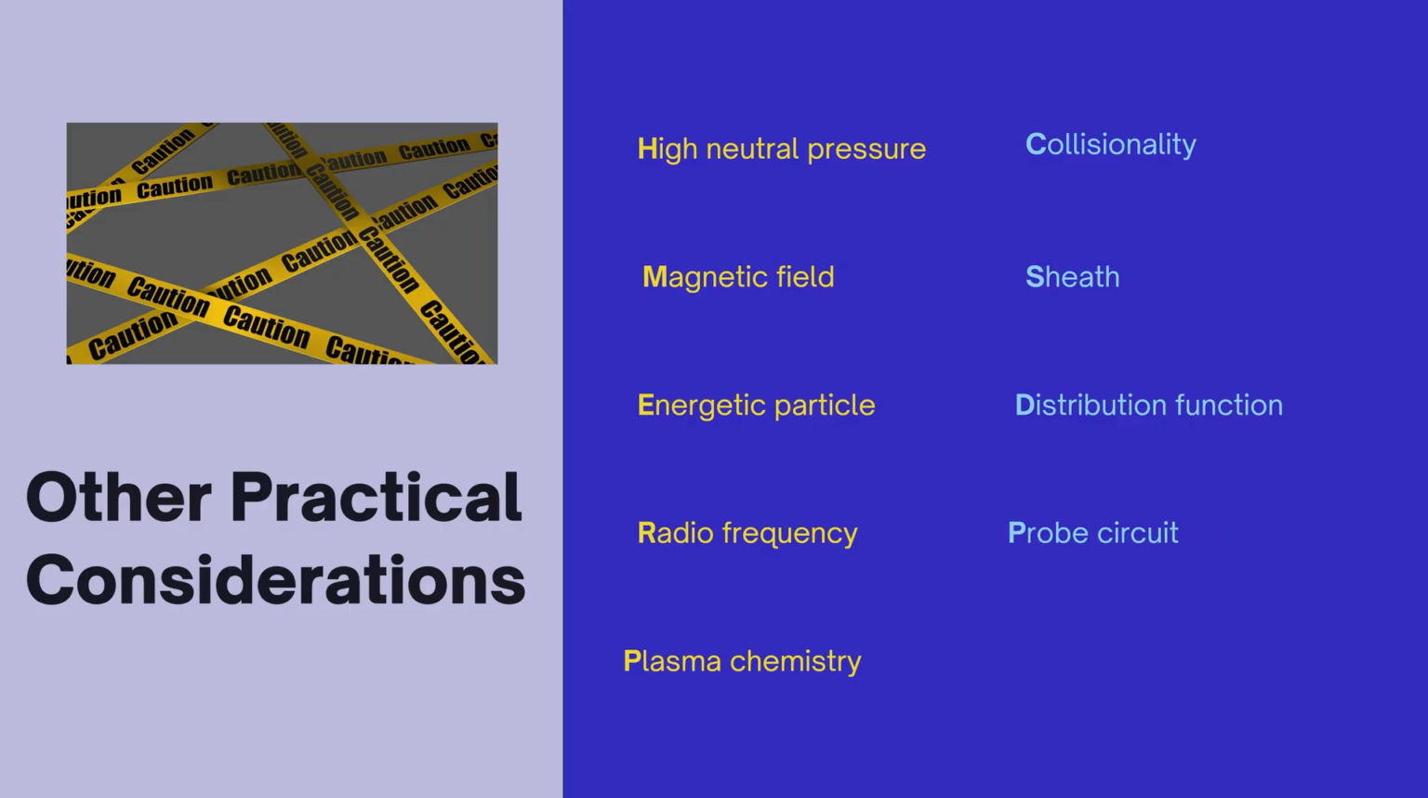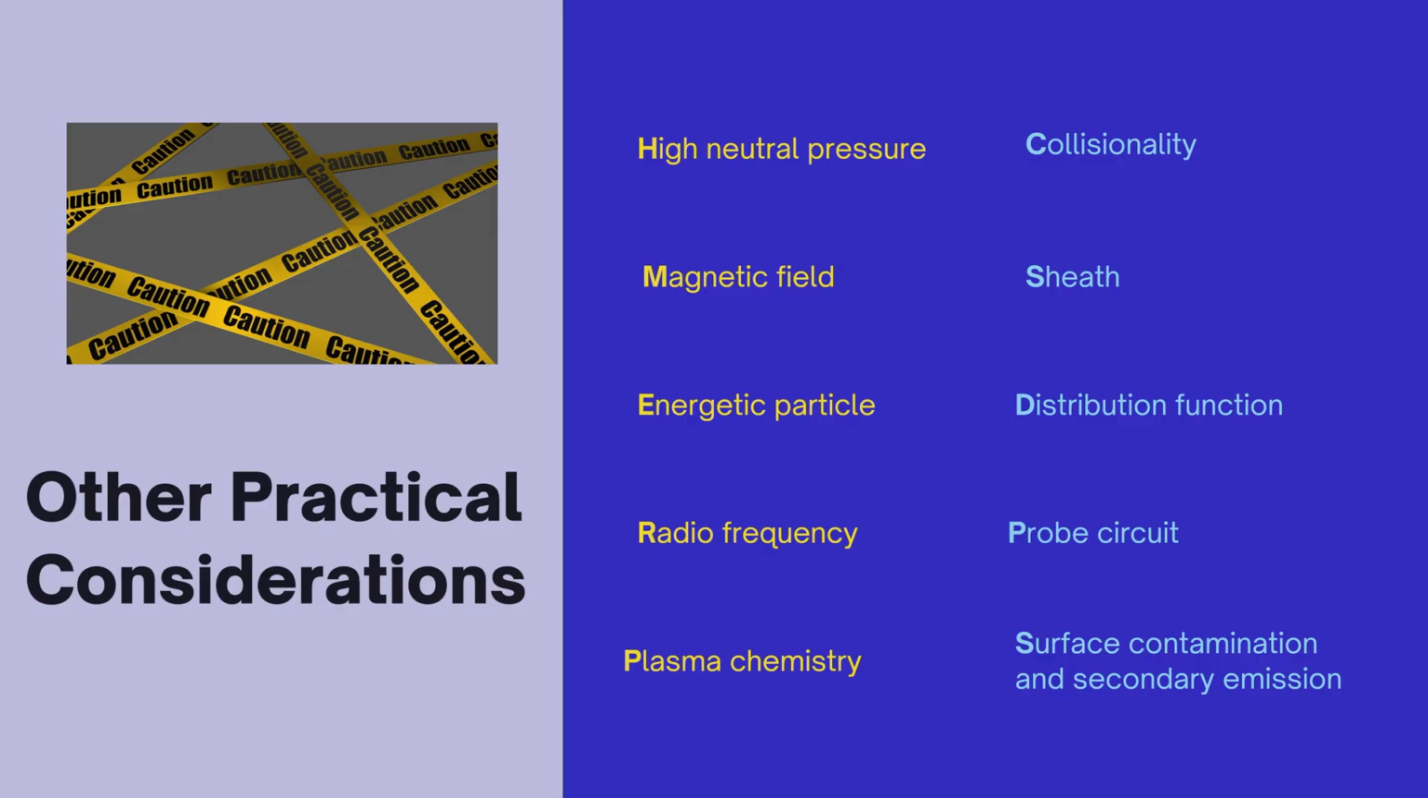RF plasmas are common in processing, but RF fields can easily distort probe signals. To counter this, researchers have developed different RF compensation schemes. Most of them require a special compensation circuit placed as close to the probe tip as possible. Special theories also exist for analyzing RF distorted probe signals. Finally, in chemically active or dusty plasmas, the probe surface contamination or secondary electron emission can significantly alter signal collection over time. Choosing the right material and implementing a regular cleaning or conditioning procedure are key to maintaining consistent measurements in this case.